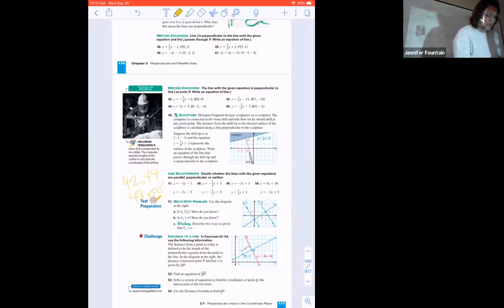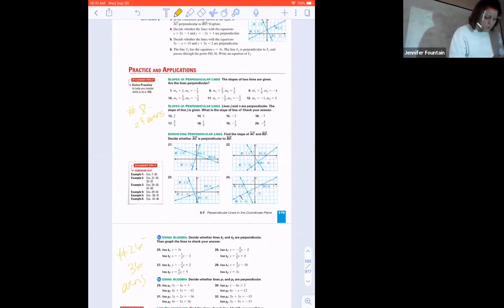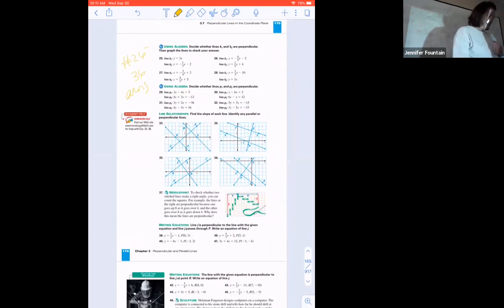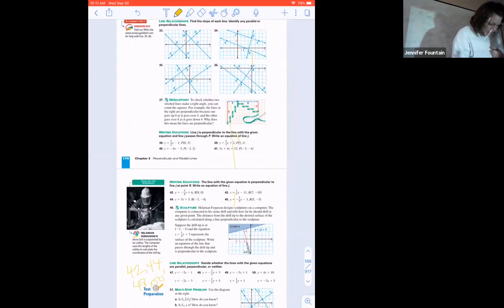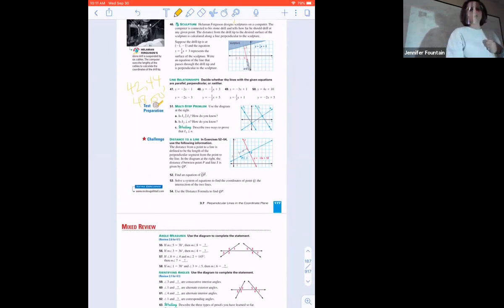Okay, so let's go back through that one more time to make sure everybody has their assignments written. Page 175, numbers 8 through 24 evens. Page 176, 26 through 36 evens. Page 177, 42, 44, 48, and 50.